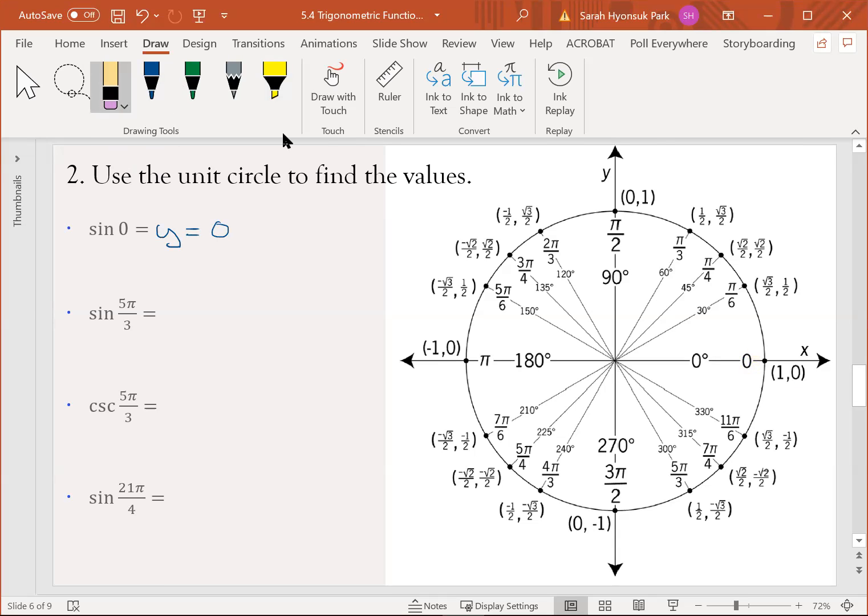Well, sine of 5 pi over 3 is, there it is, 5 pi over 3. What is the y value of that? Well, the y value is -√3/2.